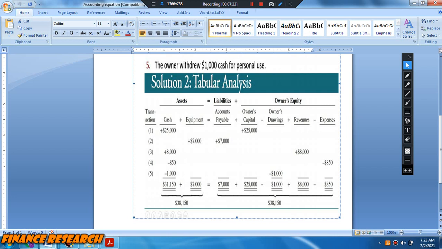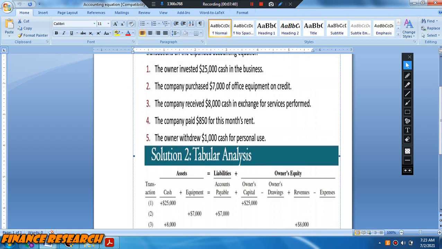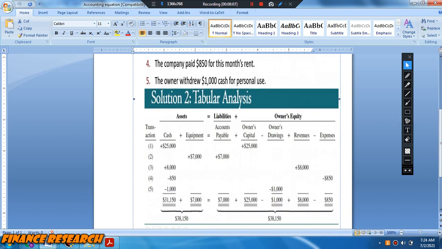Okay, second transaction. What was the second transaction? The company purchased $7,000 office equipment on credit. What does it mean? The company has bought the office equipment, that is a fixed asset, usul thabita, but they have bought it on credit. Not cash, right? So how will the transaction be written? We will go on number 2.